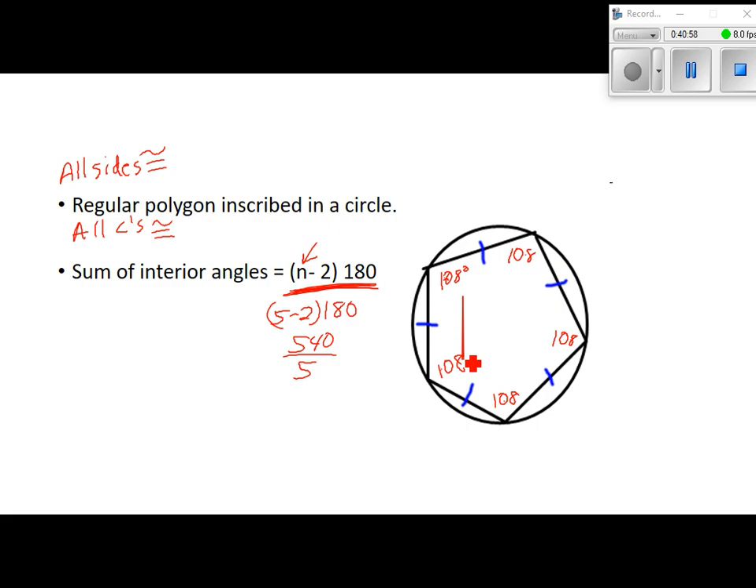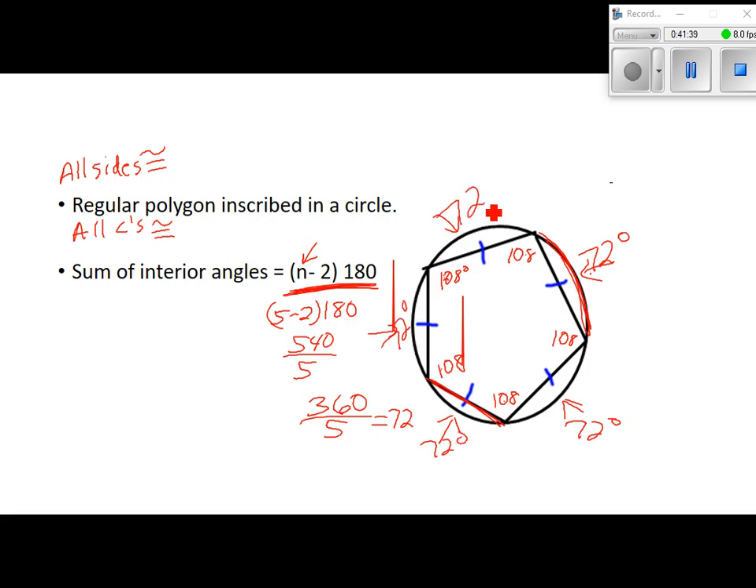Now, the entire circle is how many degrees? 360. How many arcs do we have here? 5. What do we know about those 5 arcs? If the chords are congruent, the arcs are all congruent to each other. So couldn't we take 360 and divide by 5? That gives us 72. So what's this arc? 72 degrees. This one? 72. All the way around. All 5 of those are 72 degrees.